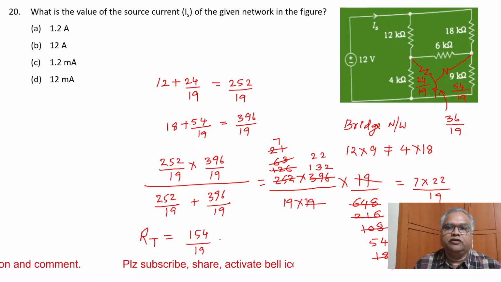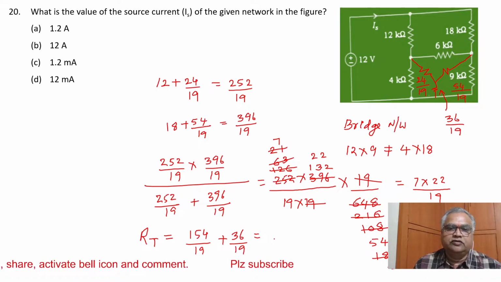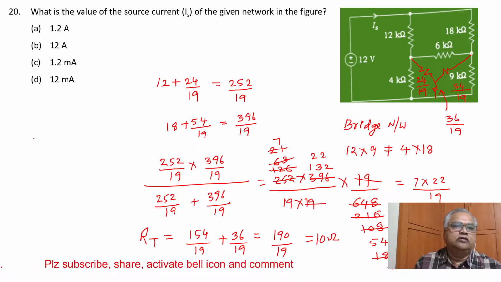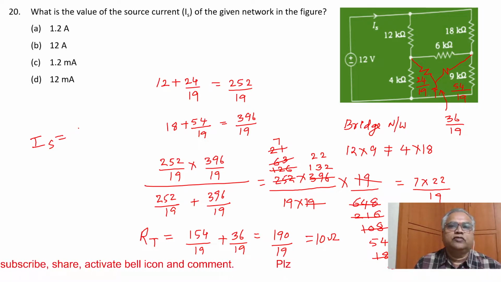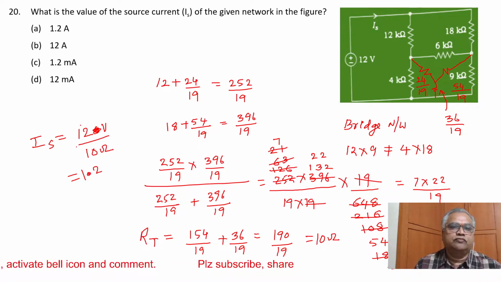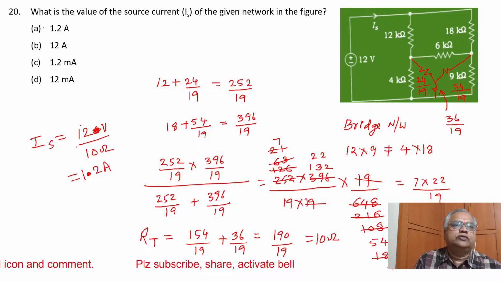Now the total R equivalent is 154 by 19 plus 36 by 19. This last is 36 by 19. So you will get 190 by 19, which is 10 ohms. Now what is asked is IS. Applied is 120 volts, sorry, 12 volts, by 10. This is 1.2 amps. So option A is correct.